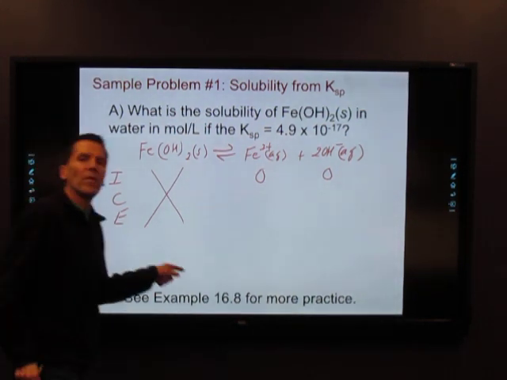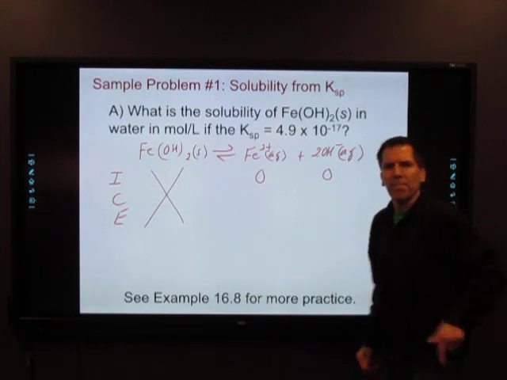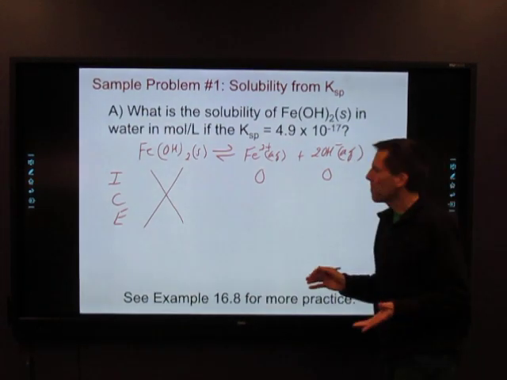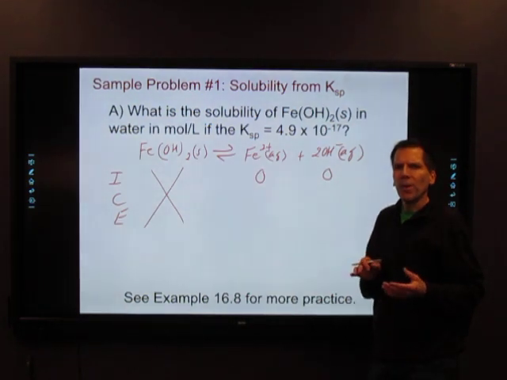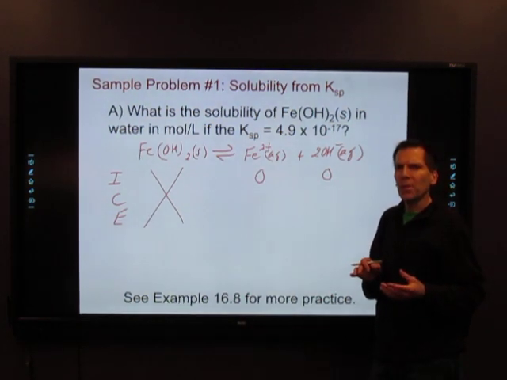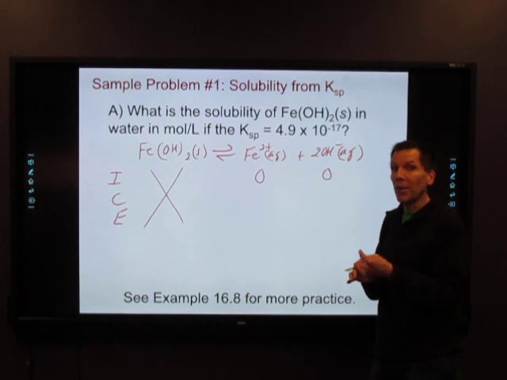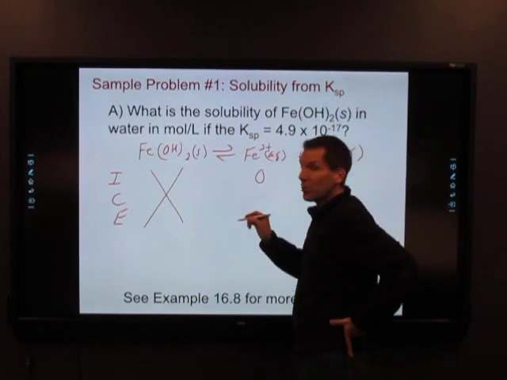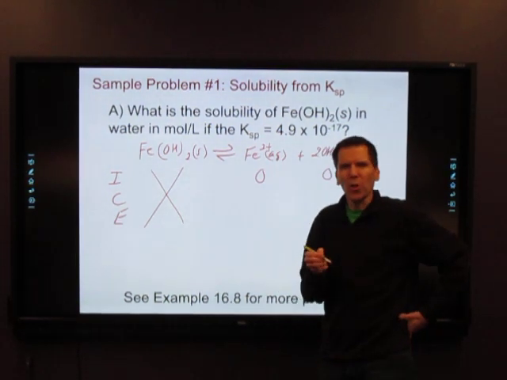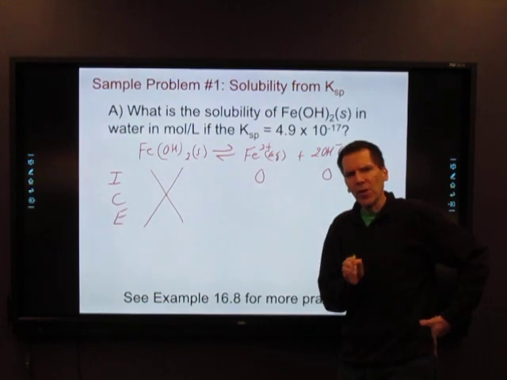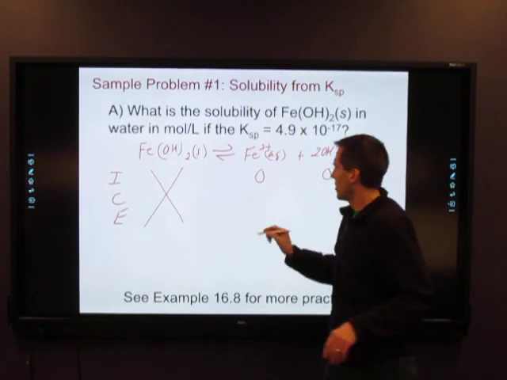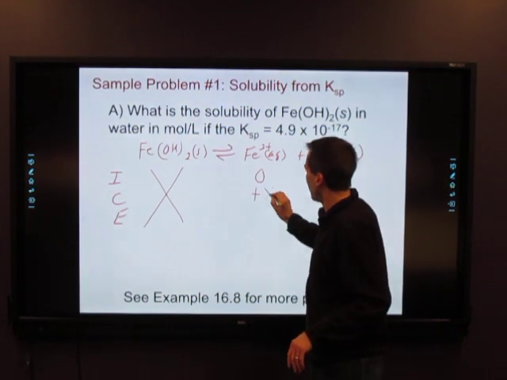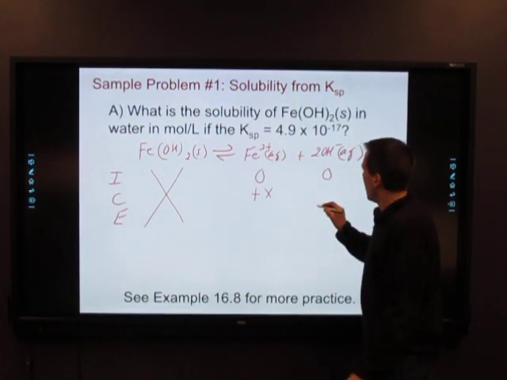So initially these values are 0 because we haven't put anything in water yet. When we do change, we pick a variable and then we put in a plus on these because the only way this can go is to the right. Some books use a plus S for solubility. You can use any variable you want. Many people prefer X for algebra, from their algebra background.